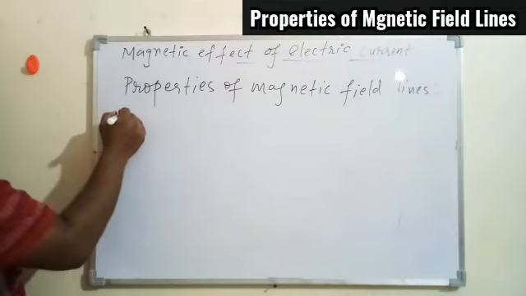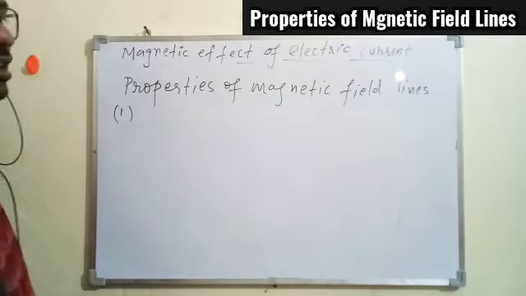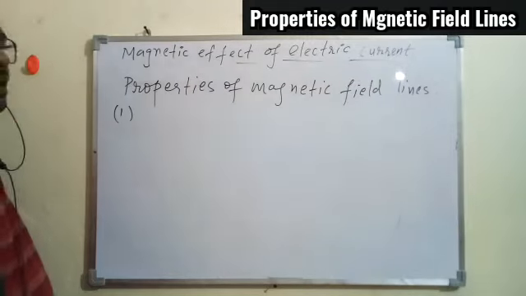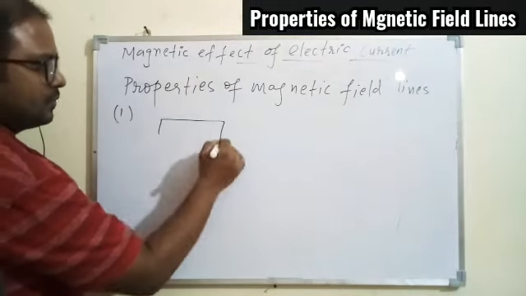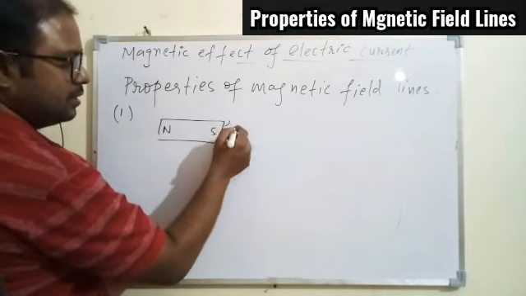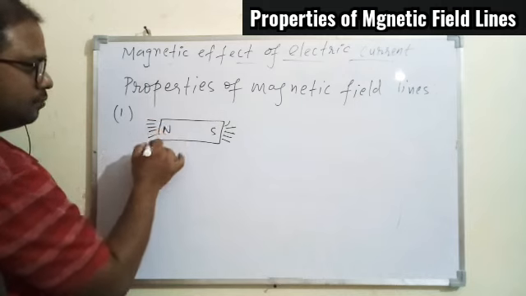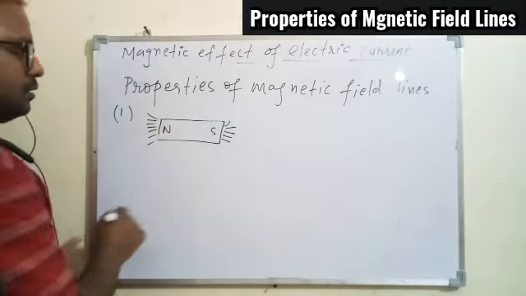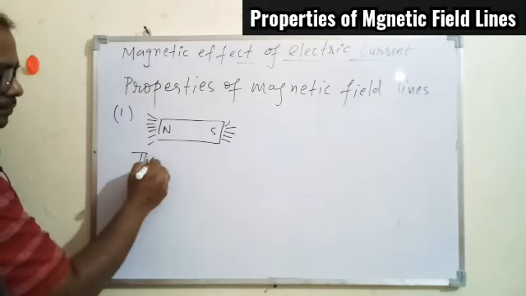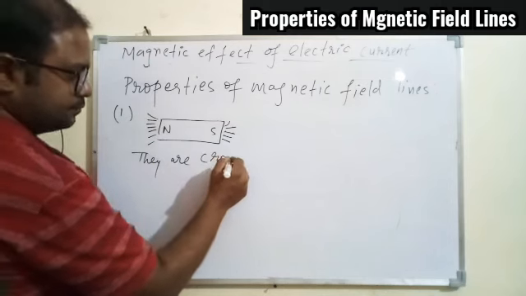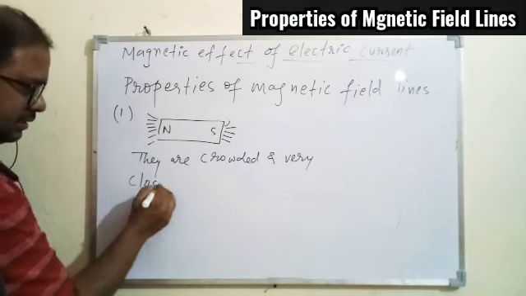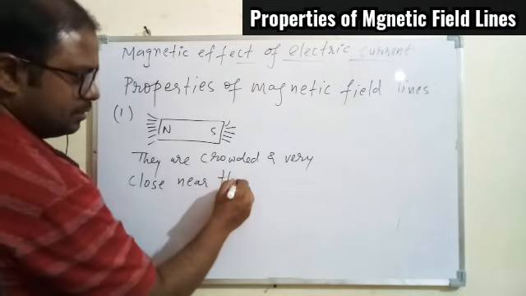So the very first property we have is, if you see the picture again, near the poles, the north and the south, what do you see? The crowd is maximum, the magnetic field lines are very crowded near the poles. So that is the first property we have. Magnetic field lines are crowded and very close near the poles.